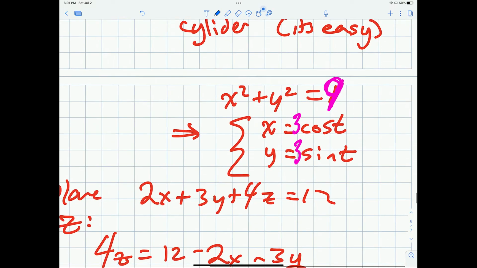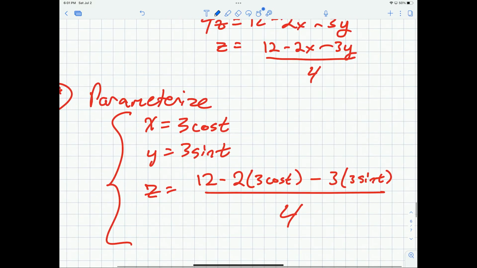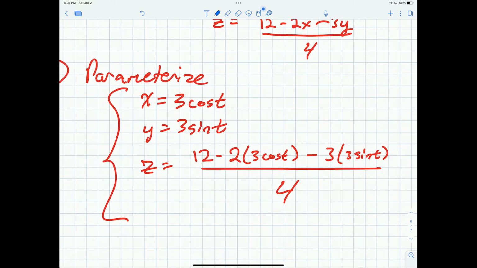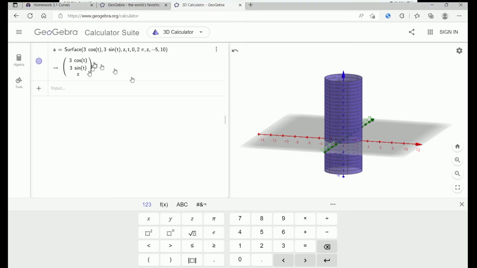Then we had the parameterization of that intersection, which used the same x and the same y, but then the z value was actually the equation of the plane, right? Just with what we had for x and y plugged in for x and for y in the equation of the plane. So if you're trying to plot that in Geogebra, that's not that hard to do. Looks like this curve.